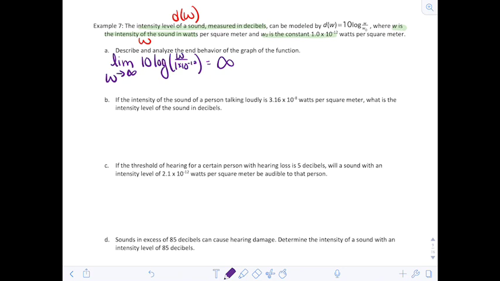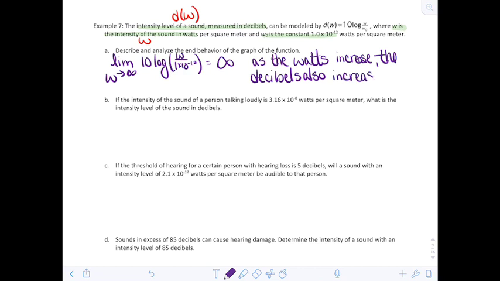So think about this. What does that mean? As we analyze what that really means, that means as the watts increase, the decibels also increase. So it will get louder and louder as the watts get higher and higher. Okay, so now we're going to do some calculations.